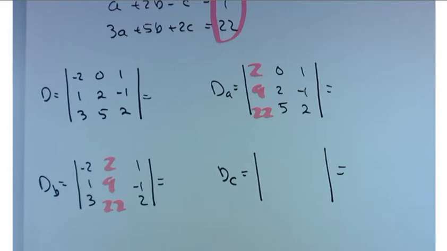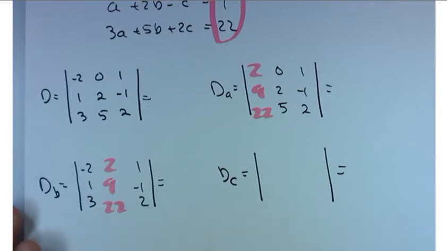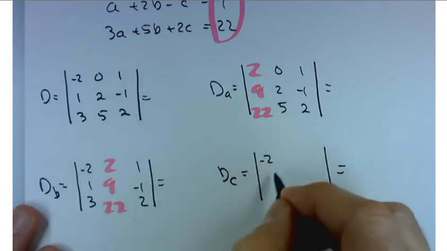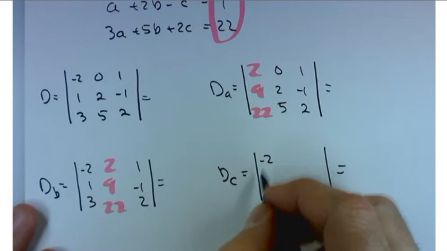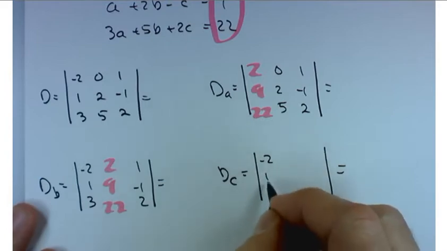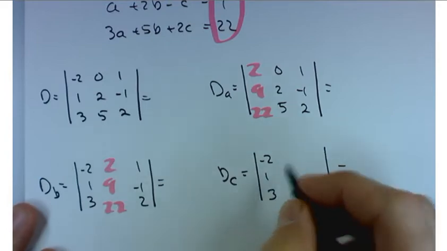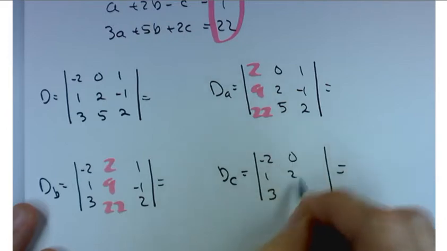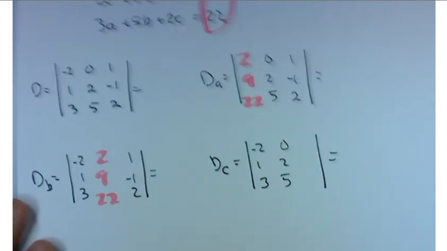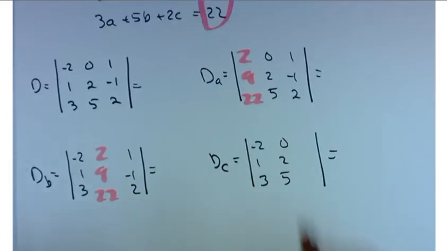What's going to go in that last one? Yes, thank you. So I'm going to write it by columns. -2, 1, 3, 0, 2, 5, and the last one, 2, 9, and 22.